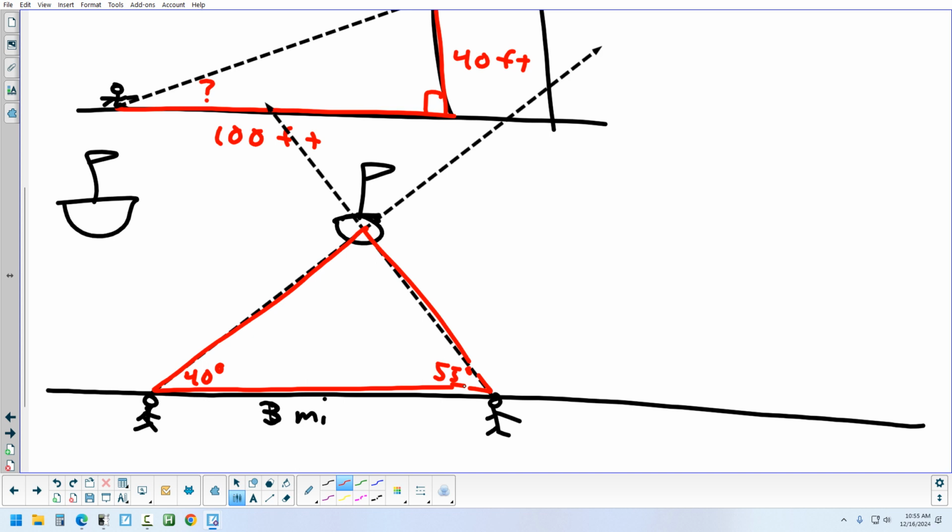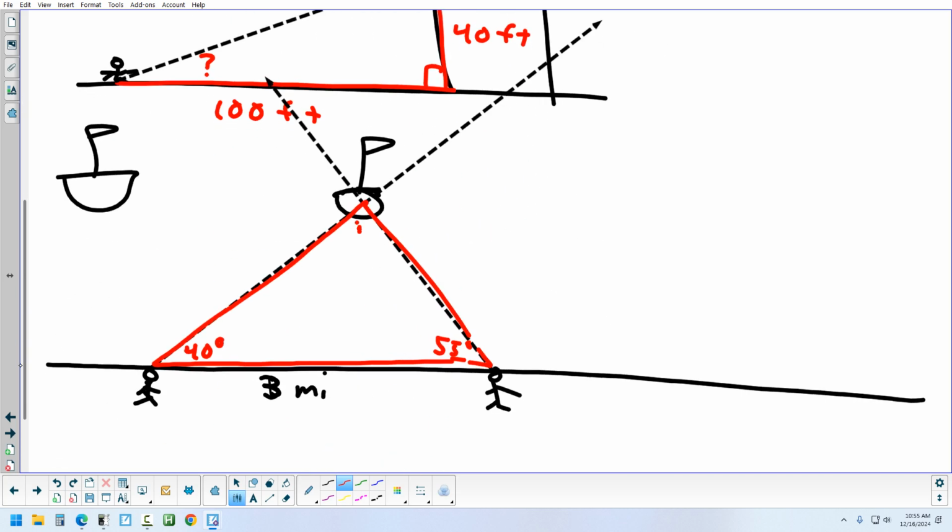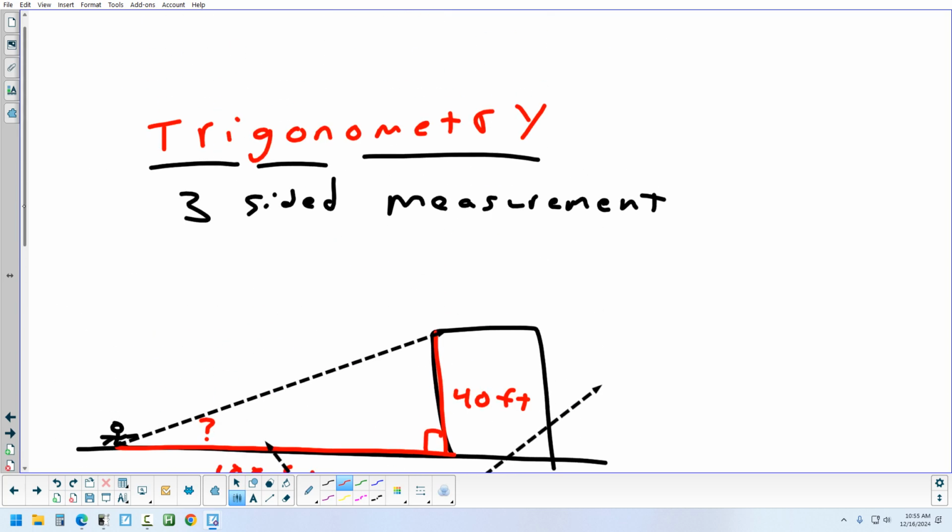What makes this a little harder though is this angle is not a right angle at the top. Right? Because 40 and 55, that adds to 95. If you subtract that from 180, that'll tell you what this other angle is. Because it's not a right triangle, we'd have to go about solving it a little different than the top one. Right? But it's still an application of measuring a shape with three sides.